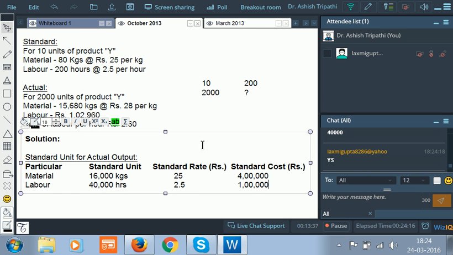Okay, so this is the table that we have. Now what we will have to do, we'll just take the total of this. So total cost we can say is 5 lakhs.